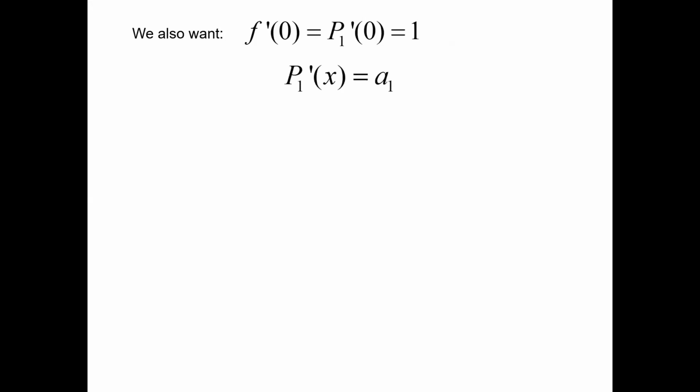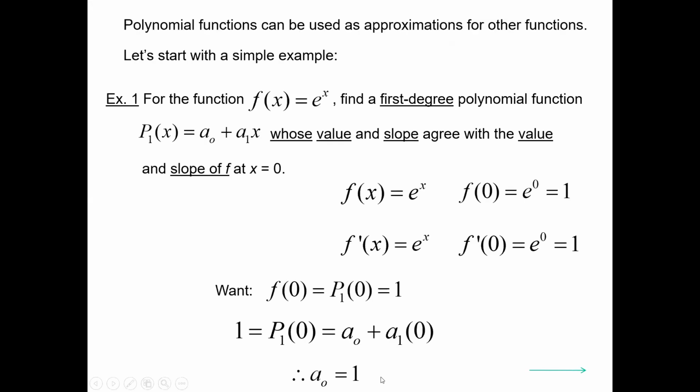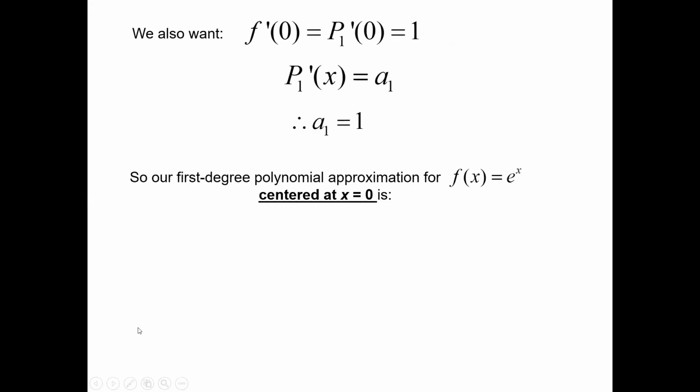The derivative of the function for my polynomial, let me back up just a second. The derivative of my polynomial back here would just be a sub 1. So what we want is for a sub 1 to also equal 1. So our first degree polynomial for the approximation of the function that was given, centered at x equals 0, is p sub 1 of x equals 1 plus x.